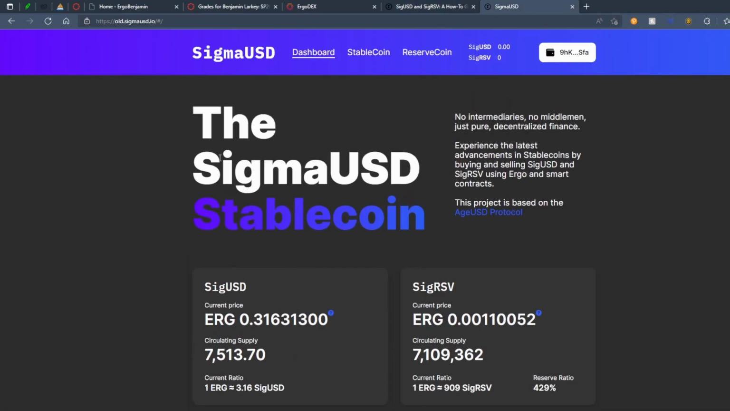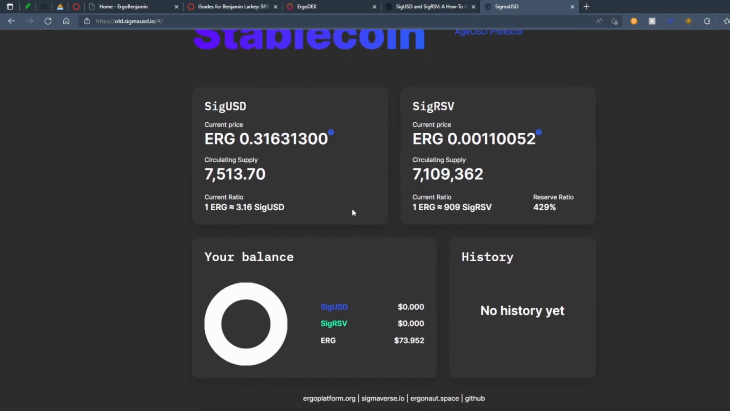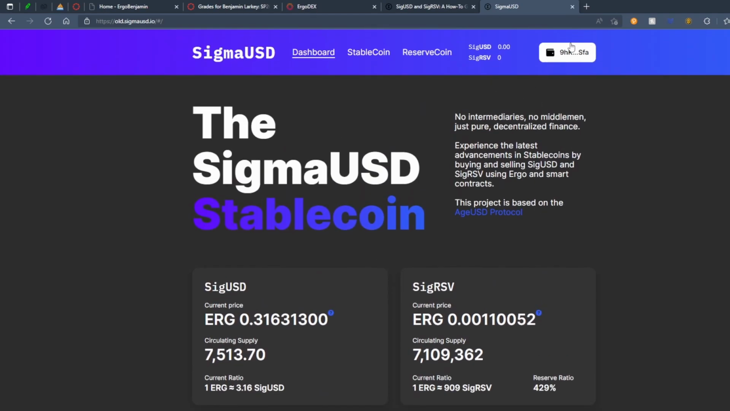Moving on here, we've got Sigma USD, right? So this is the stablecoin marketplace, kind of. You can see the total price, the Erg price to SigUSD and SigRSV compared to Erg, right? You see the circulating supply right now is right there, and the circulating supply is right over here for that. I have not interacted, so I have no history yet with it. I have my balance here, and you'd set that all up in your wallet here, right? I realize I'm going to end up blurring a lot of this out.